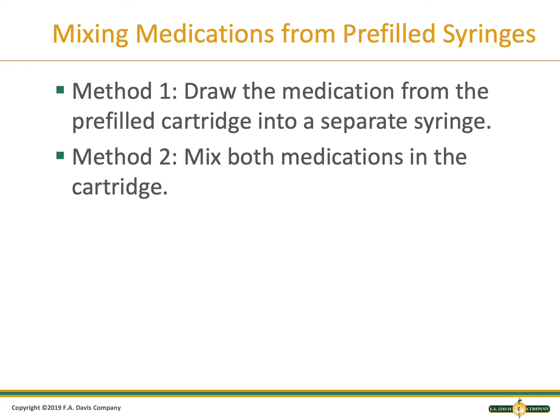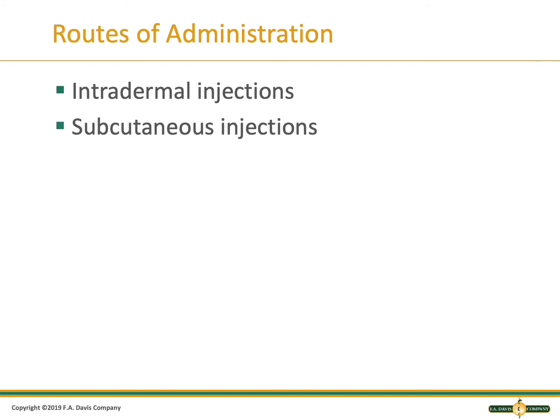There's two different methods of mixing medications from pre-filled syringes. So first, either draw the medication from the pre-filled cartridge into a separate syringe, or mix both medications in the cartridge. These are the routes of administration, and we have talked about those already.